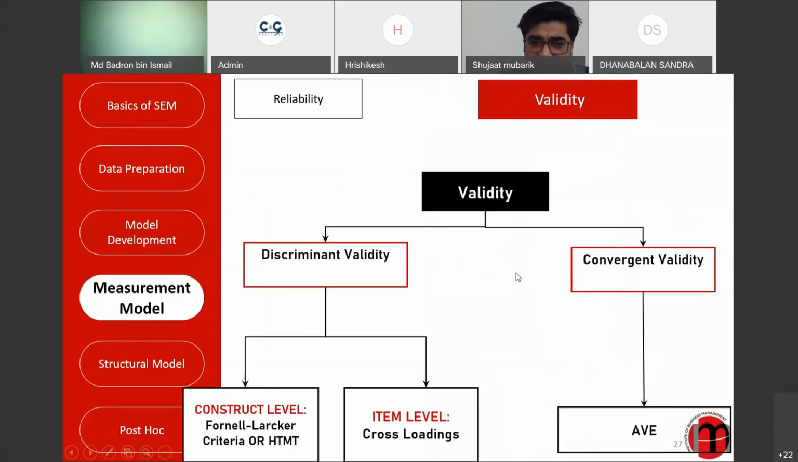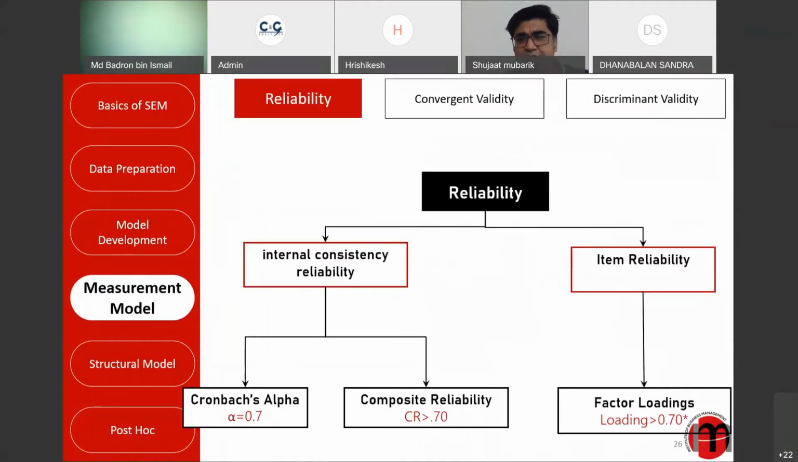This slide I'll be discussing later on, but I'll come till here. This is a very brief summary. You can have this checklist with you always when you're writing your research paper or doing your PhD thesis. For reliability, there are two aspects: internal consistency and item reliability. You need three statistical tests: CB alpha, composite reliability or the CR value, and factor loading value. Once we run SmartPLS for reliability, we have to fetch the results of these three statistical tests for each construct.